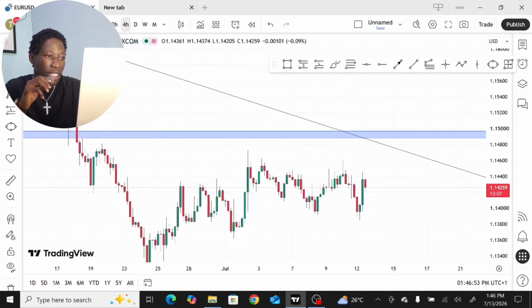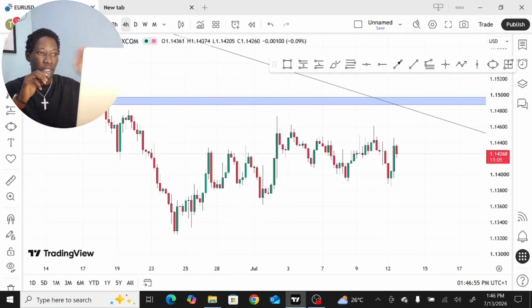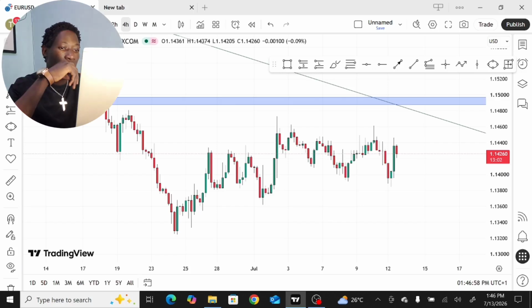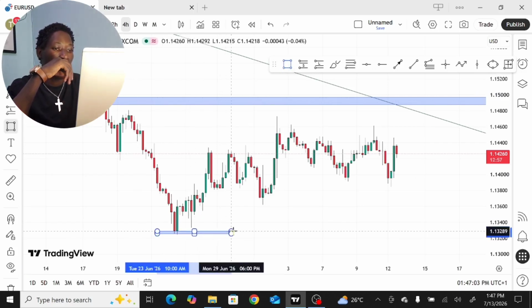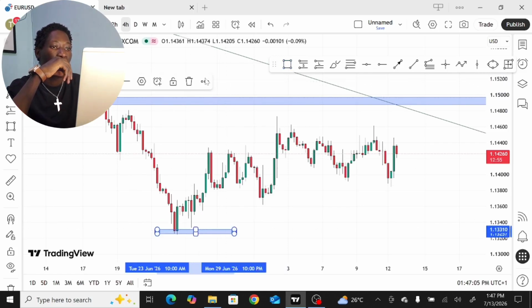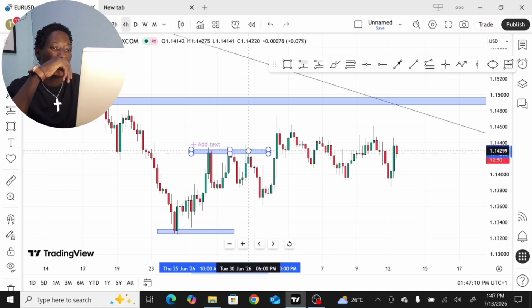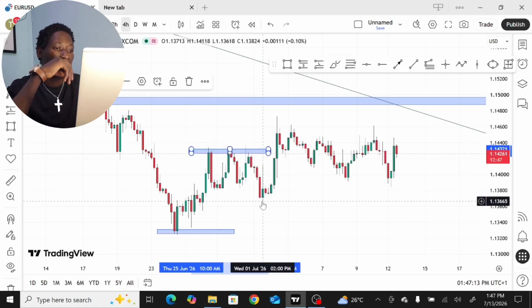Now, this is a clear chart. Let's look at where it started from. It started from this point here. That's where the market started moving from. It got to this particular point. It pushed up to this point, and then you can see that with this move, it started falling down. Very good.